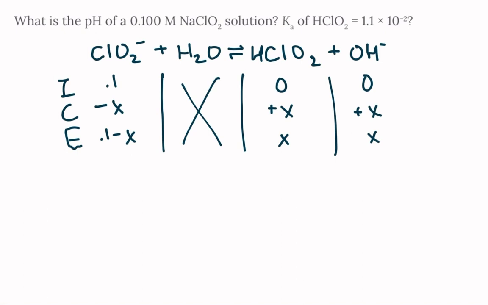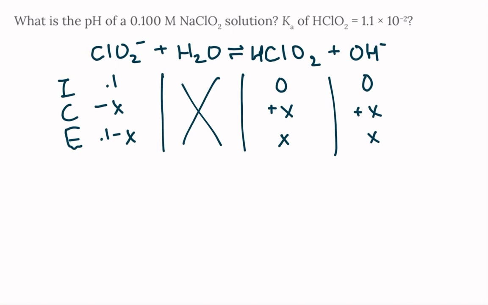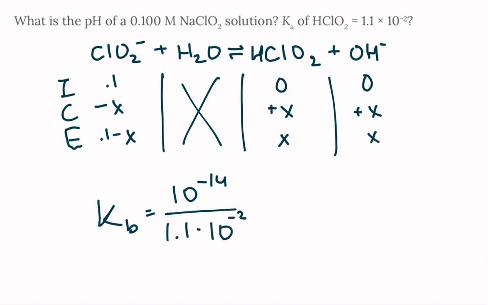Since we were given the base, which was the chloride ion, we have to find the X using Kb. However, we currently have Ka, so we have to find the Kb value from the Ka. And this you should memorize: Ka times Kb equals Kw, which is 10 to the negative 14th at 25 degrees Celsius. Given that, we know that Kb equals 10 to the negative 14th divided by the Ka, which is 1.1 times 10 to the negative second. Plugging that into the calculator, you get Kb equals 9.1 times 10 to the negative 13th.